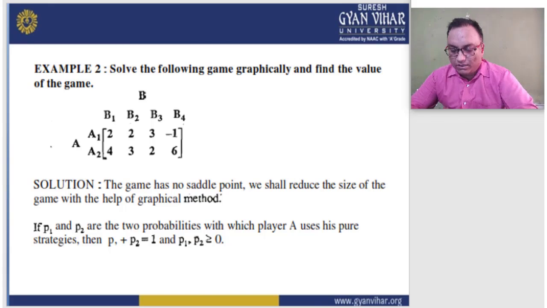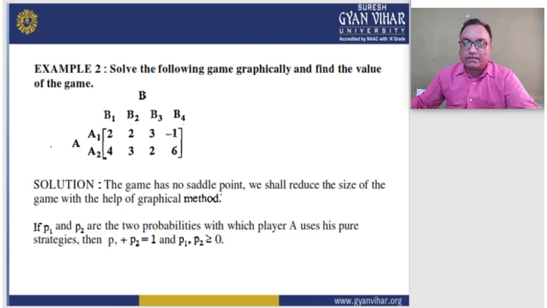Similarly, moving to the problem: solve the following game graphically and find the value of the game, with B1, B2, B3, B4, and A2 also. So here 4 columns and 2 rows are presented, and this matrix is an m into 2 matrix. For the solution, the game has no saddle point, so we shall reduce the size of the matrix. The matrix of the game can be reduced with the help of the graphical method.